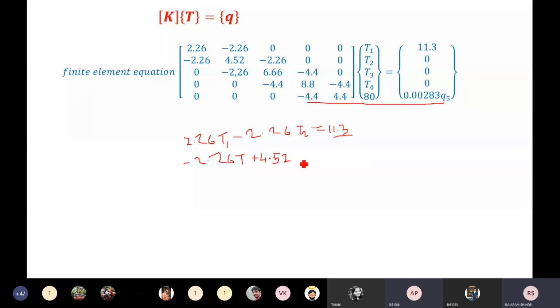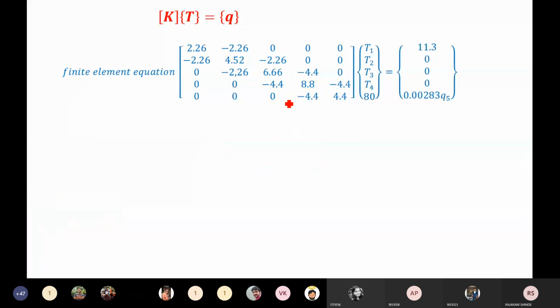Okay, only the first term will change. Yes, 4.52 minus 2.26. Here it is T2, this one is T1, and here it is T3. Okay, same thing you will get for the third equation. Now you see the fourth equation. Fourth equation is the important thing.